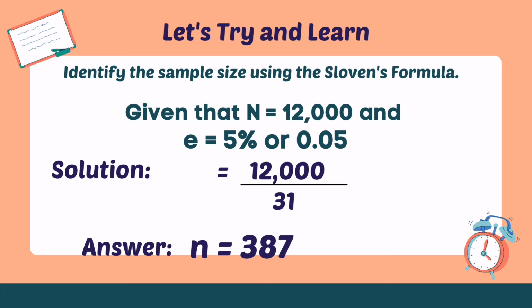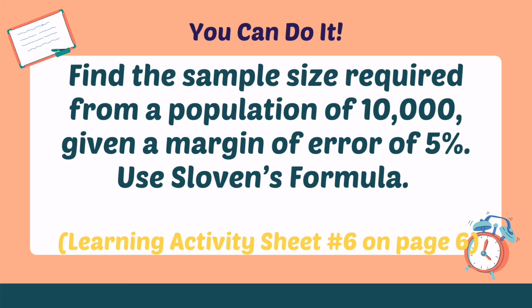So it means that will be the number of samples that you're going to get from the population size of 12,000. Did you get it right? Wow, very good. You may also try this problem using the Slovin's formula. Find the sample size required from a population of 10,000 with a margin of error of 5%.